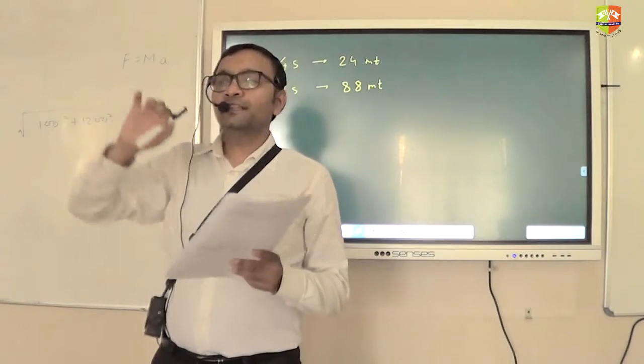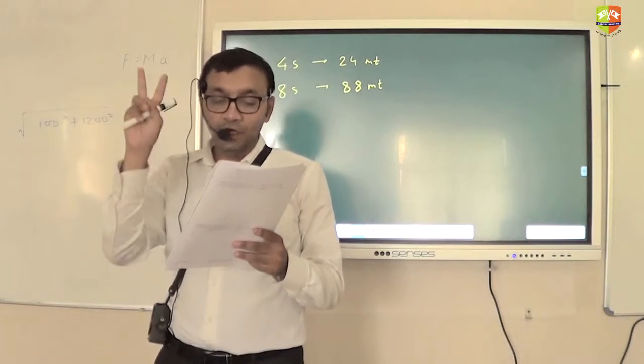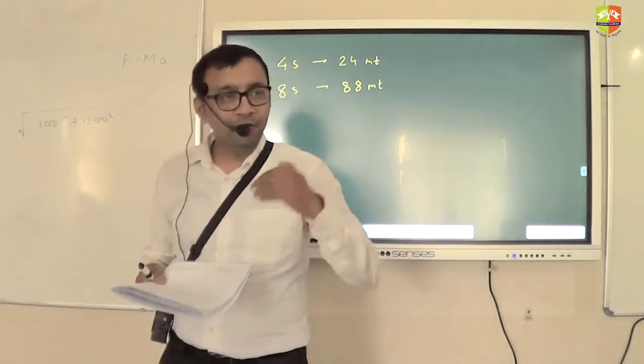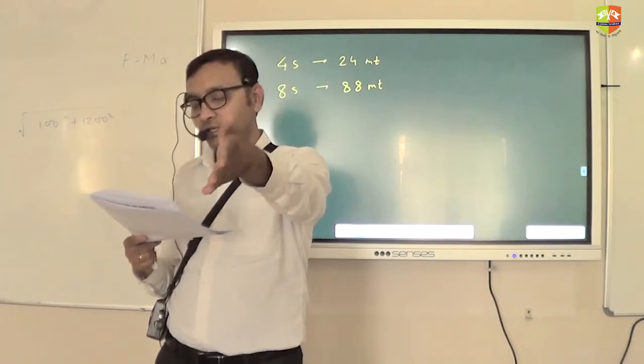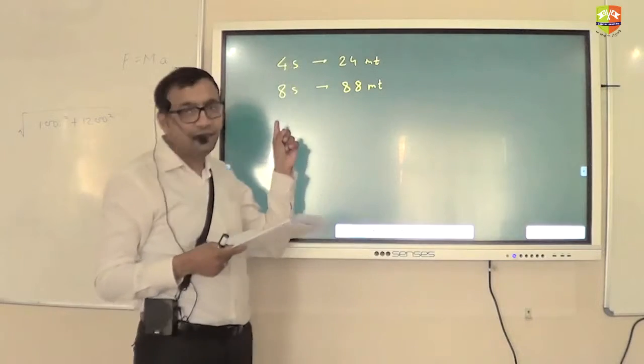Guys, the question is like this. It travels 24 meters and 64 meters in the first two consecutive intervals of 4 seconds each. What does it mean? In the first 4 seconds it travels 24 meters, and then in the next 4 seconds it travels 64 meters. Okay, so this is correct.